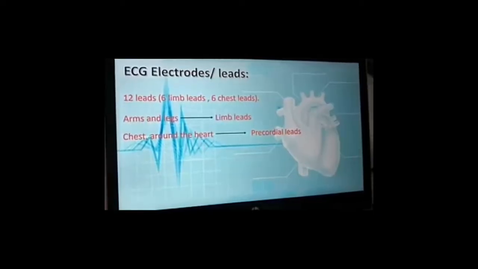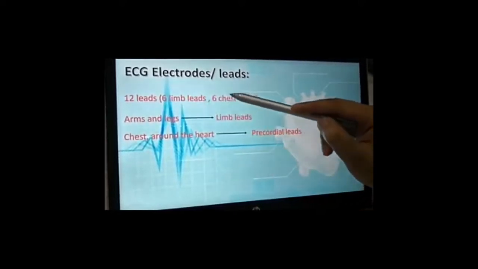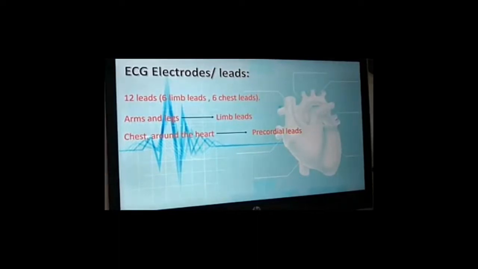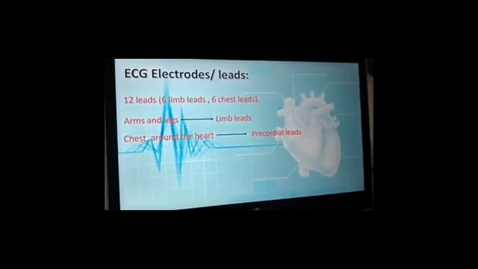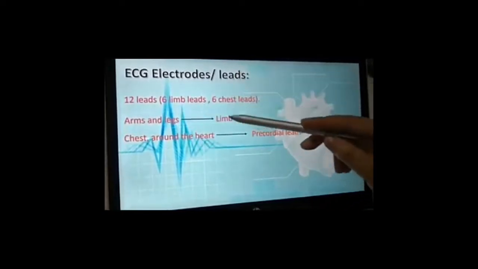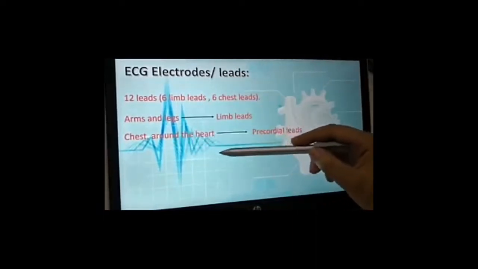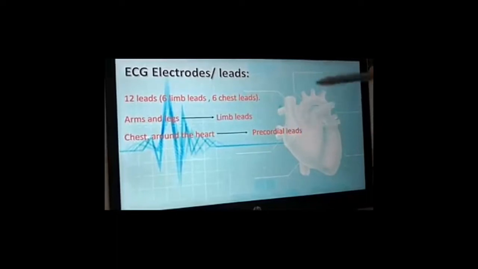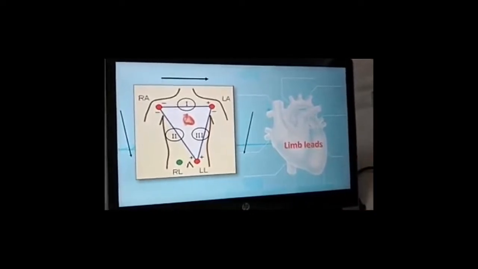ECG electrodes or leads: there are 12 leads, 6 limb leads and 6 chest leads. They are positioned at 12 different angles, so this is like having 12 different cameras. So it's important to observe the heart's electrical activity from more than one angle. If the electrodes are placed on arms and legs, they are called limb leads. But if on the chest, exactly surrounding the heart, they are called precordial leads. As we said, we have 6 limb leads and 6 chest leads.